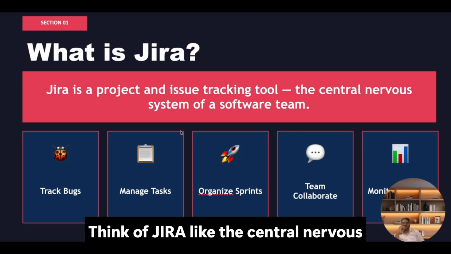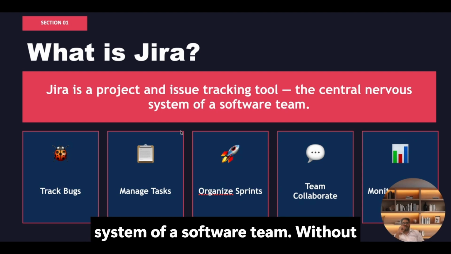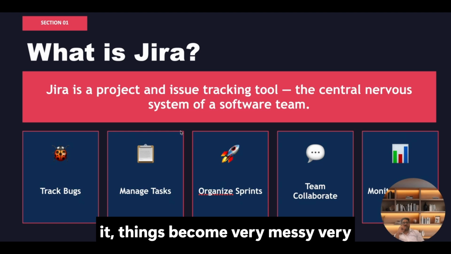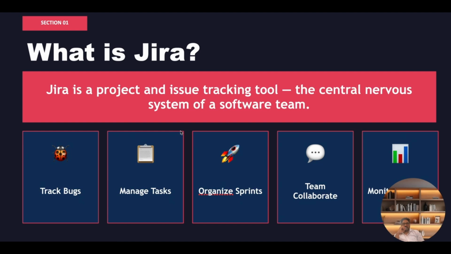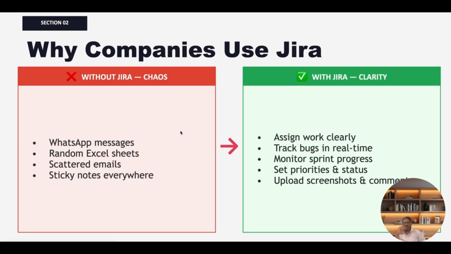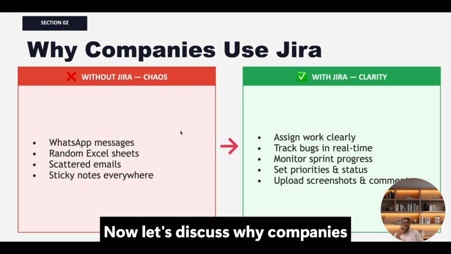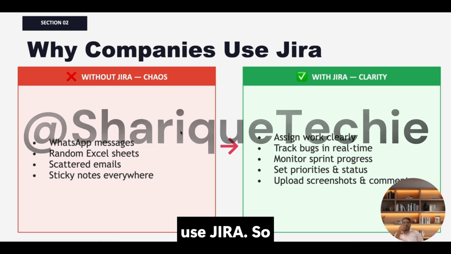Think of Jira like the central nervous system of a software team. Without it, things become very messy very quickly. Now let's discuss why companies use Jira.